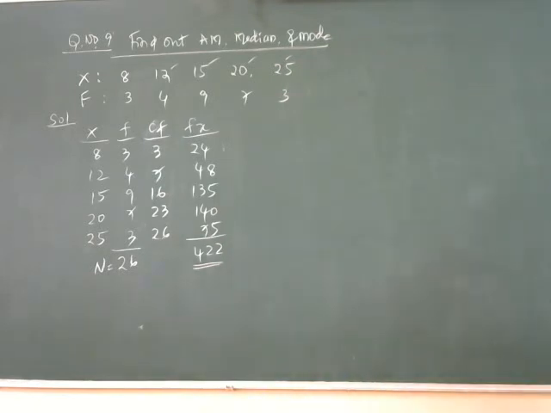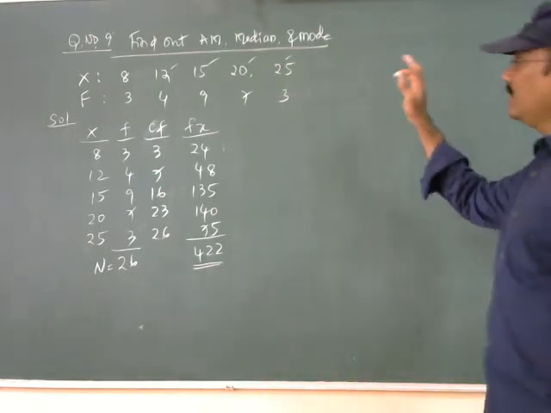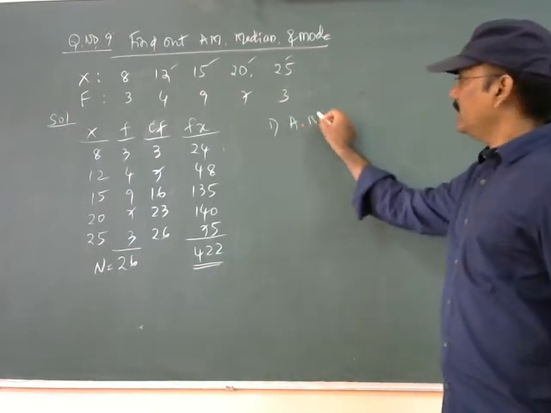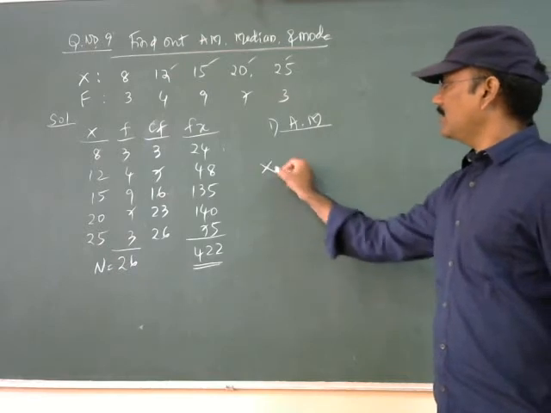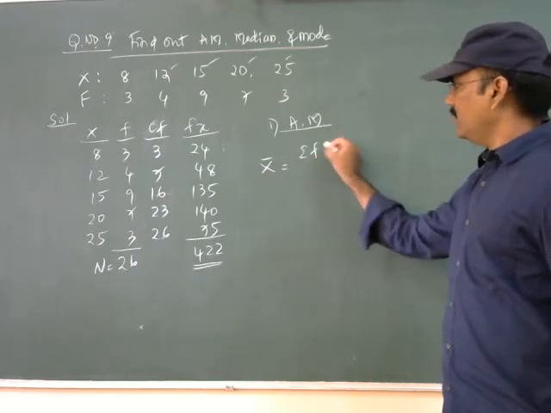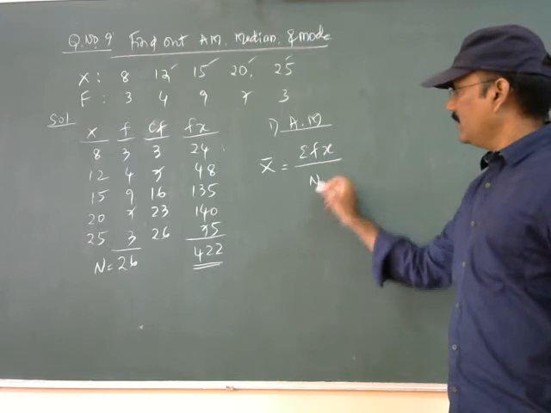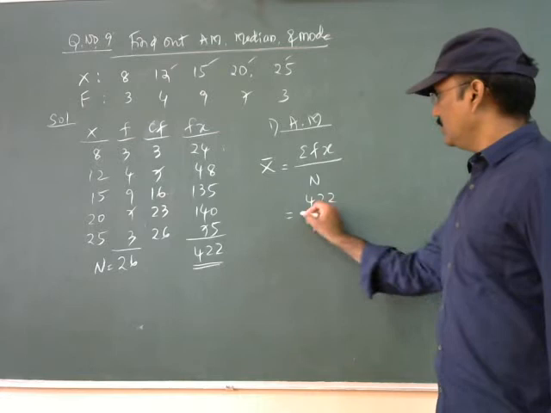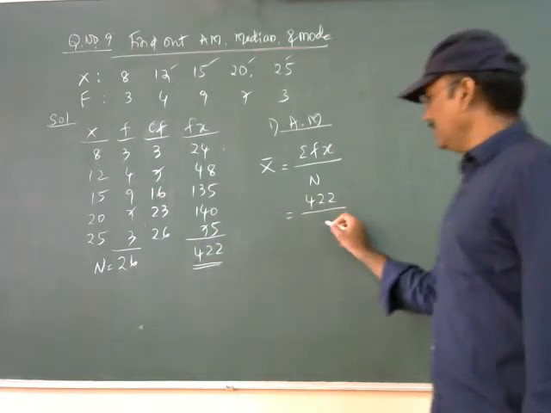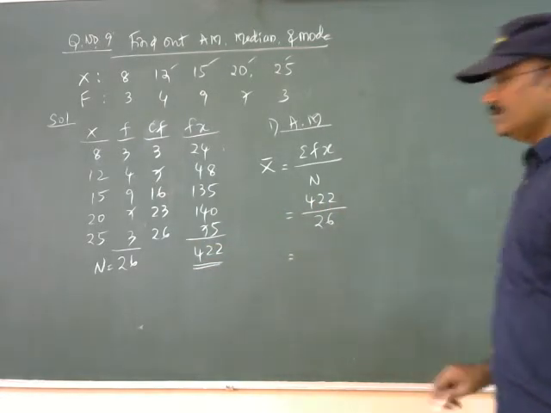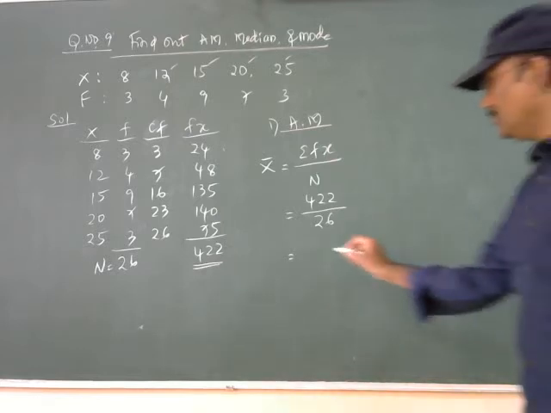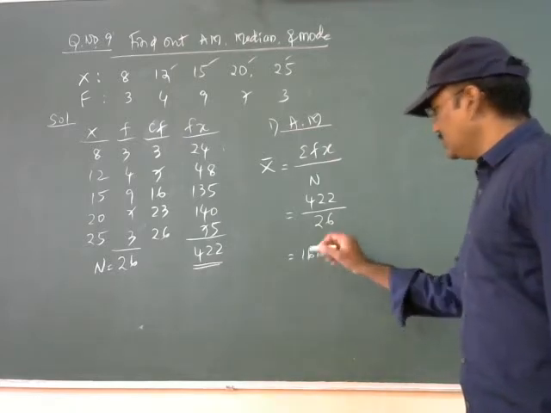Now what do you have to find? You need to find the arithmetic mean, median and mode. Now I will do them one by one. So the first one is the arithmetic mean. What is the formula for arithmetic mean? Summation of f into x divided by n. Summation of f into x is 422. Divided by n, which is 26. So 422 divided by 26. The answer is 16.23.